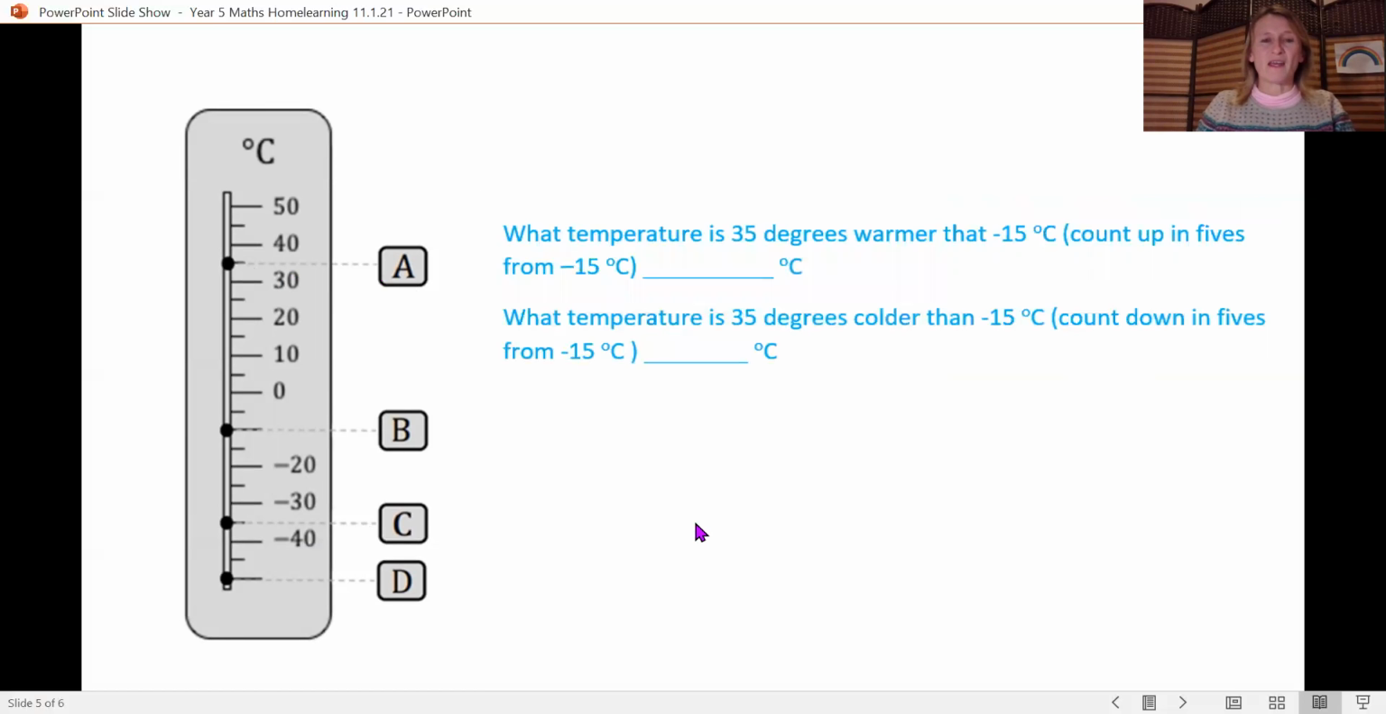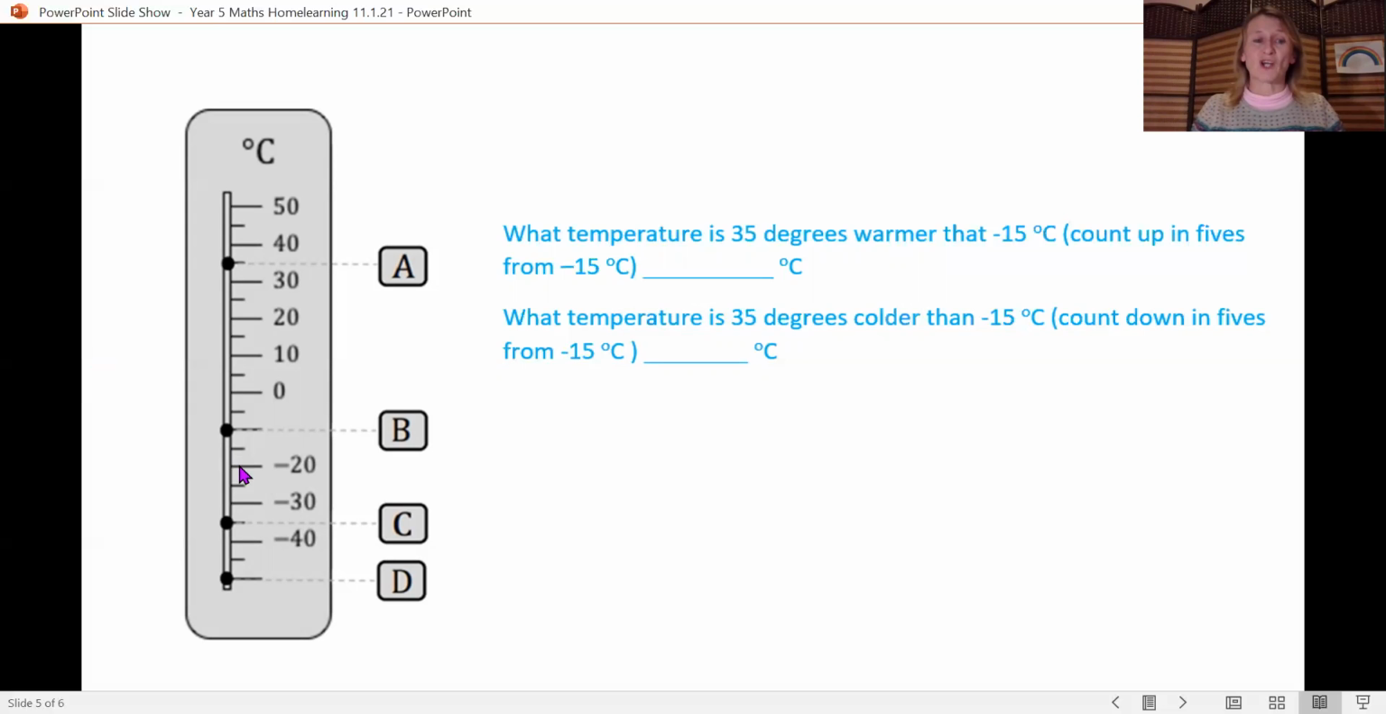Okay, and then I would like most of you to tell me what temperature is 35 degrees warmer than -15. So you need to find -15. So there we have 0, 5, 10, 15. And you need to count up in 5s until you get to 35. So 5, 10, 15, 20, 25, 30, 35. I want you to tell me what is 35 degrees warmer than -15. And then I want you to tell me what's 35 degrees colder than -15.